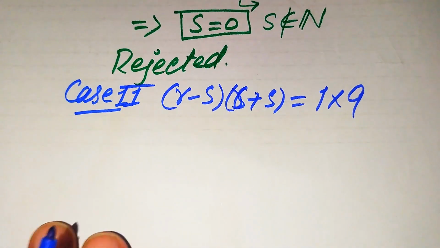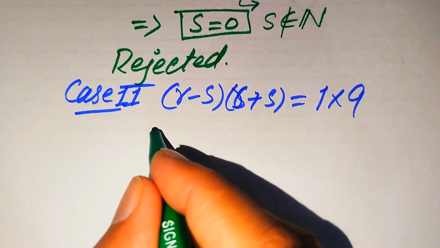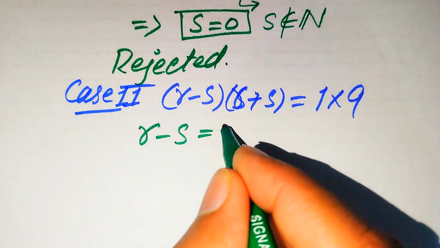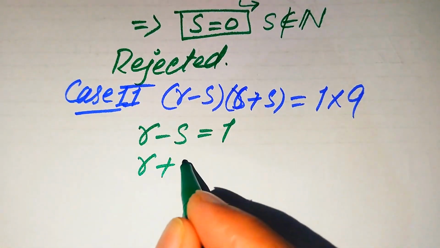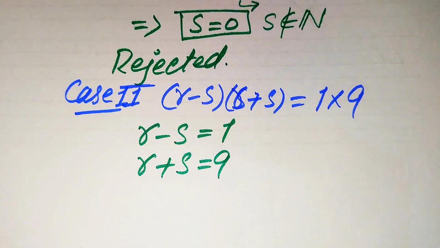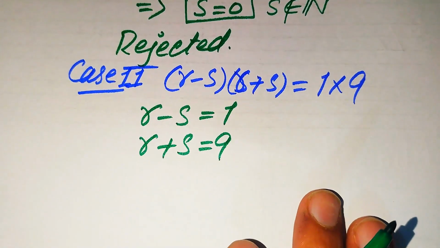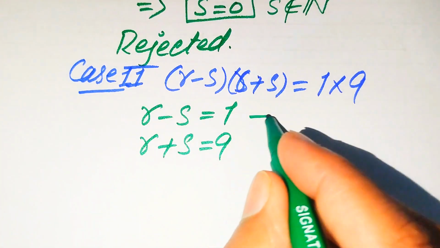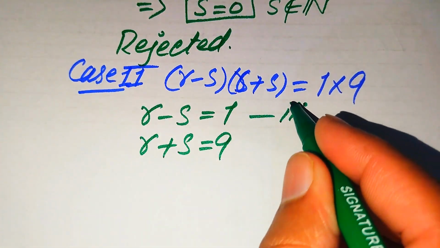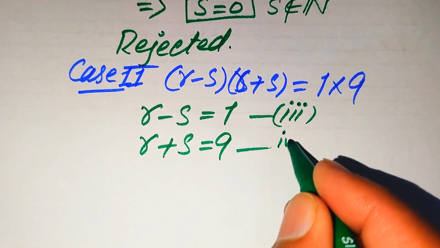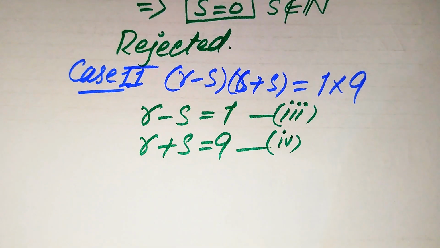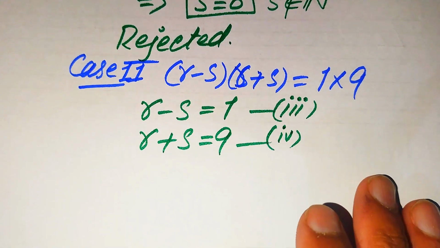And now we again create two equations from here. The first equation is r minus s is equal to 1, and the second equation is r plus s is equal to 9. These are the two equations, and we call this our equation number 3 and this our equation number 4. So we again solve these two equations and we get the values of r and s.